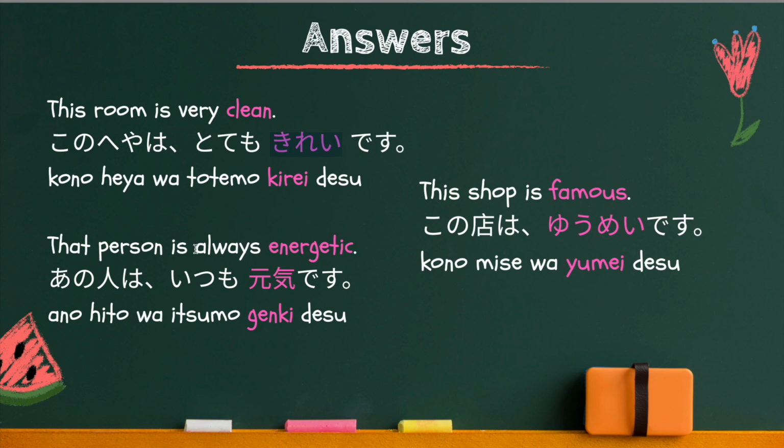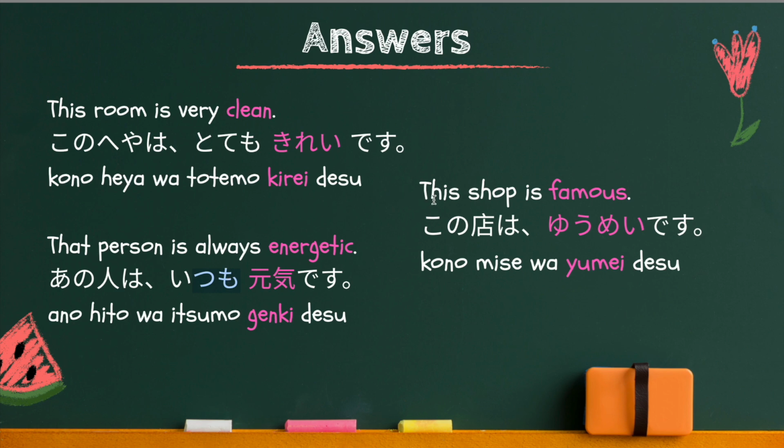That person is always energetic. あの人はいつも元気です。Always is an adverb, いつも, and adverbs like とても、いつも don't need any particle. You can just throw them in anywhere in the sentence as long as you keep the verb at the very end.